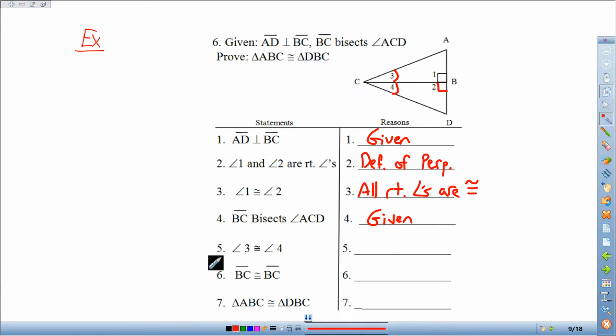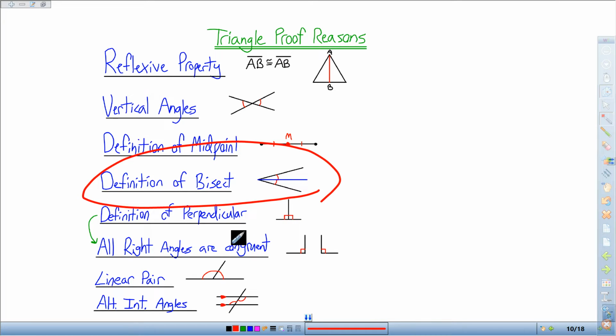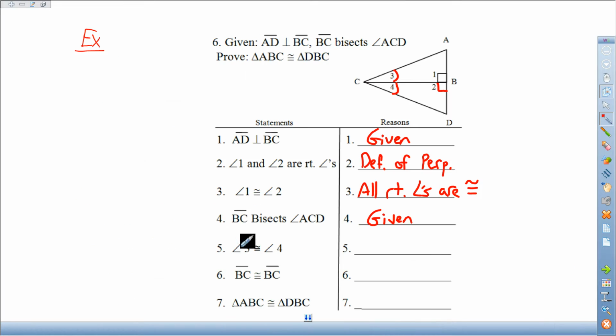All right. Why do we know that? Well, if we have something being bisected, our following reason will always be definition of bisect. Okay. So yeah, angle 3 is congruent to angle 4. Why do we know that? It's the definition of bisect. That's what it means for 2 things to be bisected.